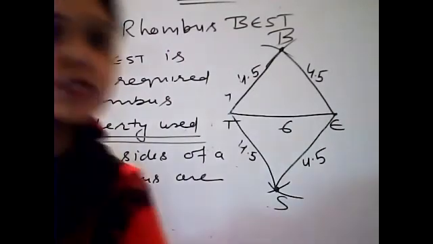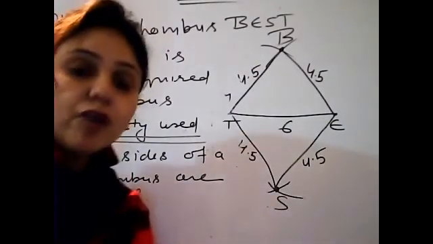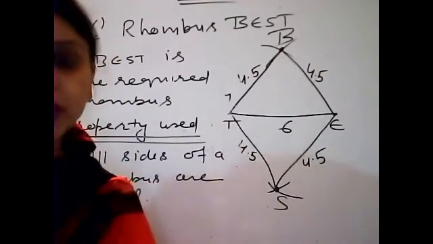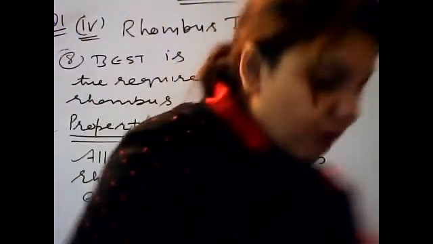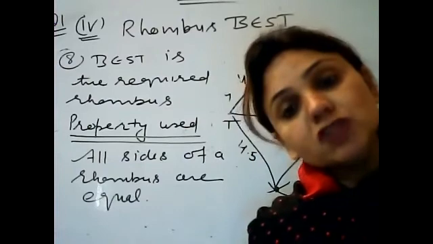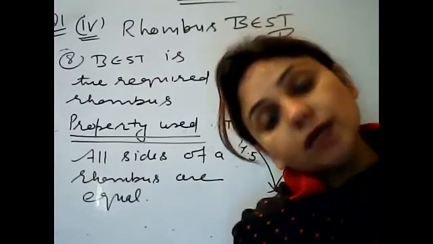Now we have finished the construction when one diagonal and all the 4 sides are given to us. Okay, so we did the construction. We learned how to draw a quadrilateral in which one diagonal and all other sides are given to us.